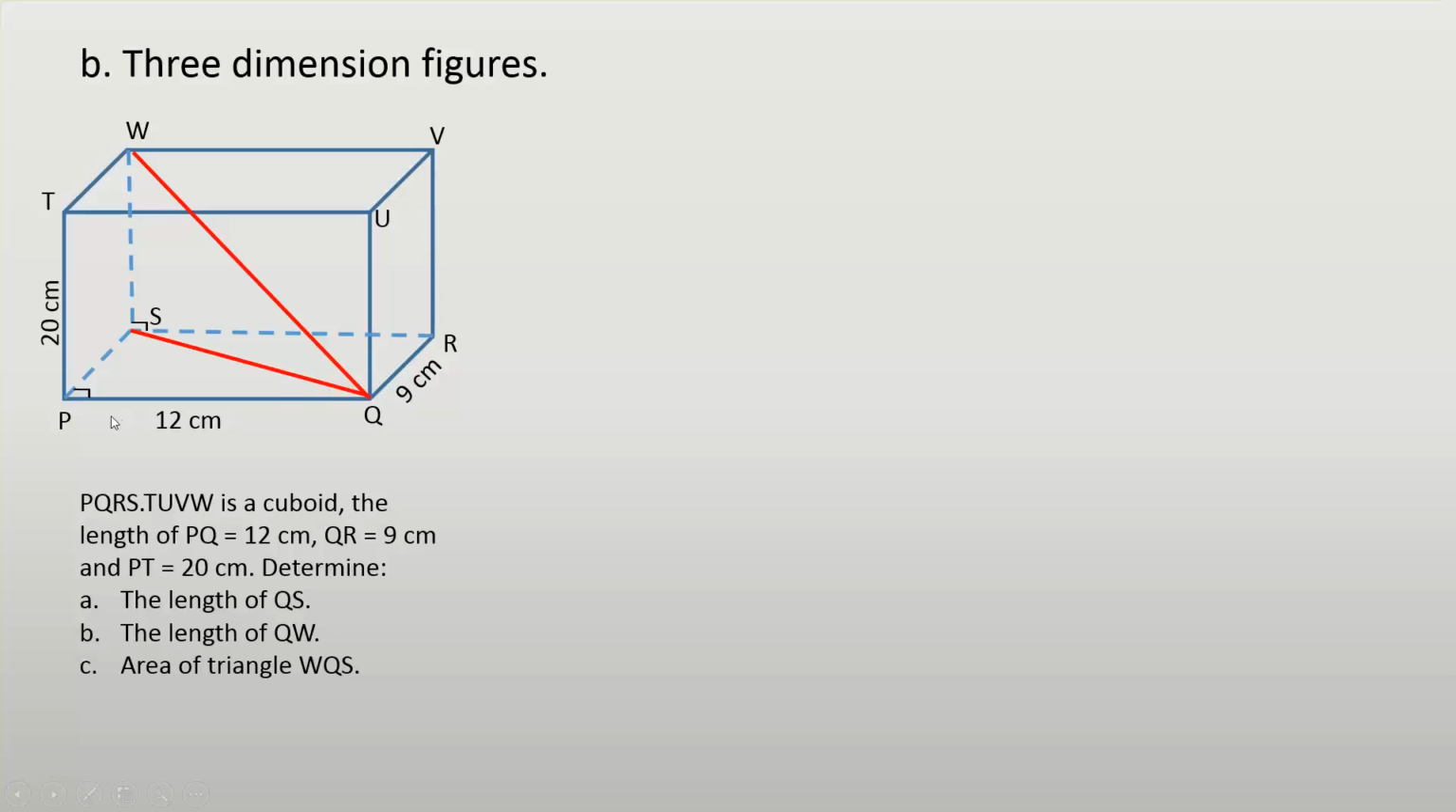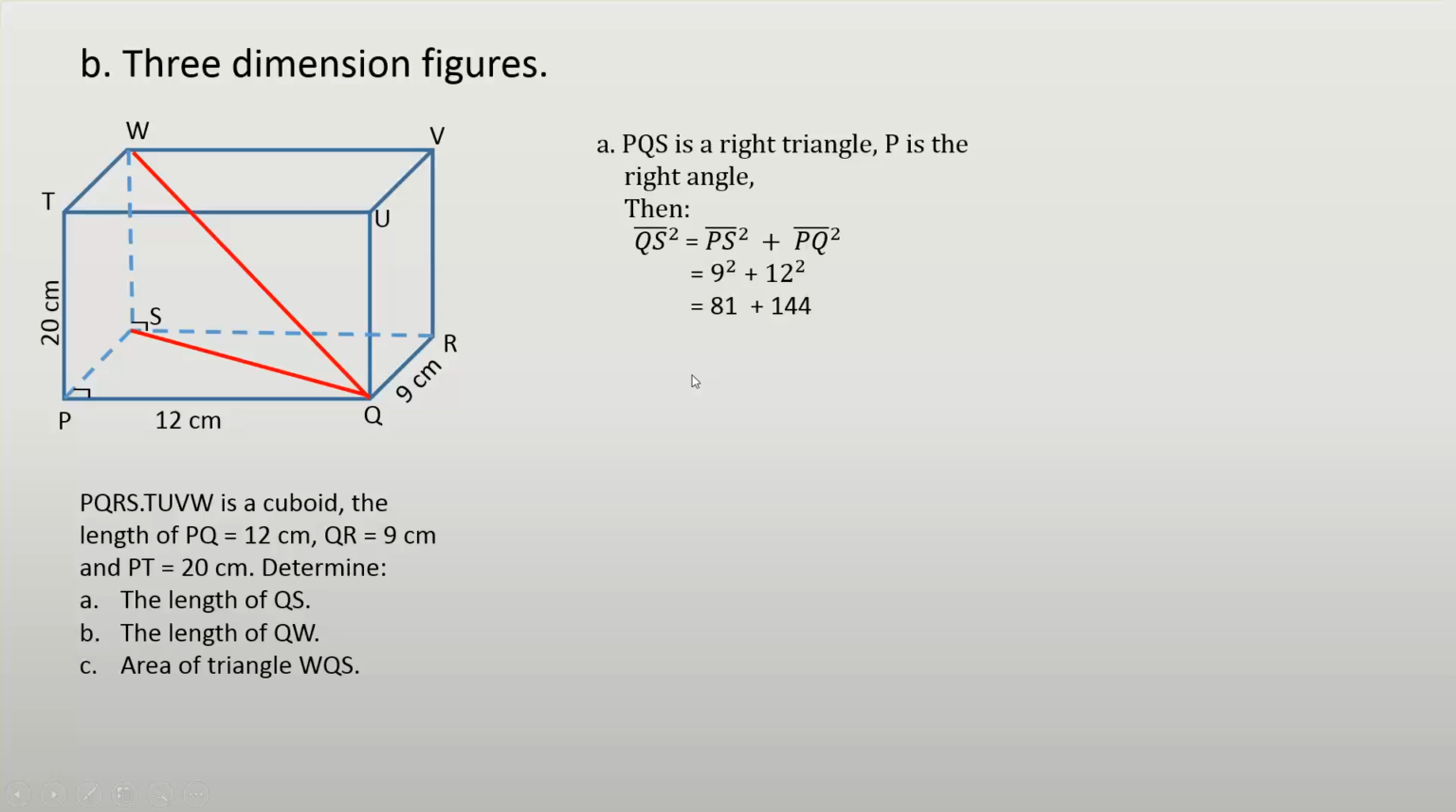And then the length of PS is equal the length of QR. So PS is equal 9 centimeter. So we get QS square is equal PS square plus PQ square is equal 9 square plus 12 square is equal 81 plus 144 is equal 225. So QS is equal square root of 225 and the result is 15 centimeter. Here is 15 centimeter.